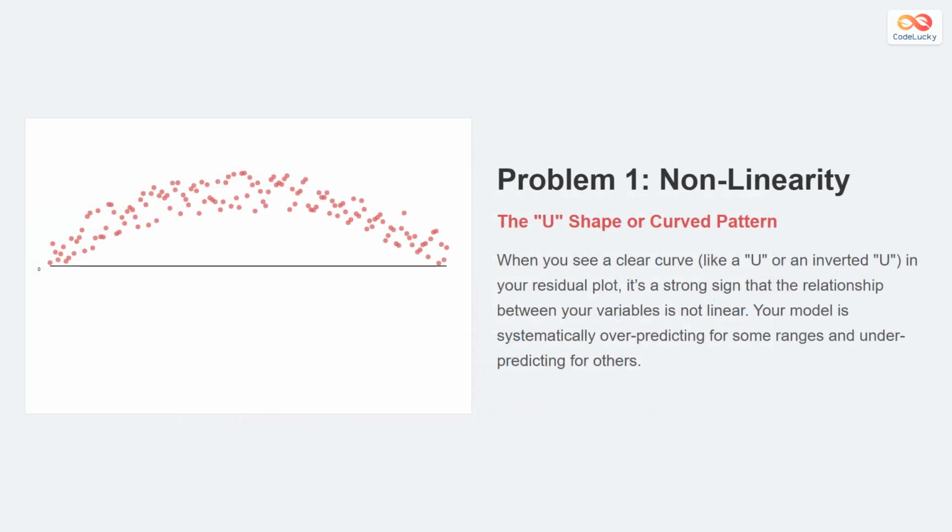One of the most common problems you'll see is a curve, often shaped like a U or an upside down U. This is a clear signal that the relationship you are trying to model is not linear. A straight line is not accurately capturing the data's true pattern, leading to systematic over- and underpredictions.